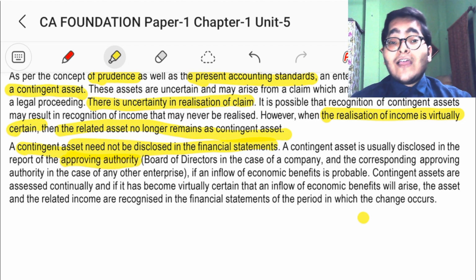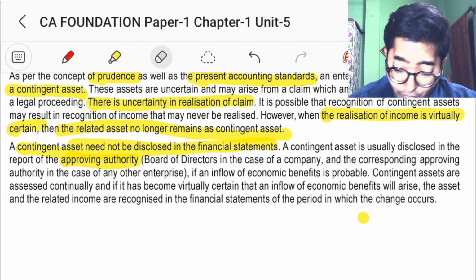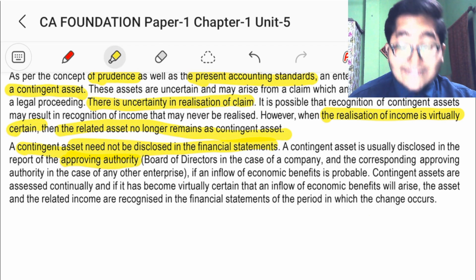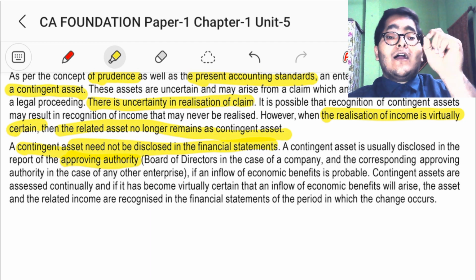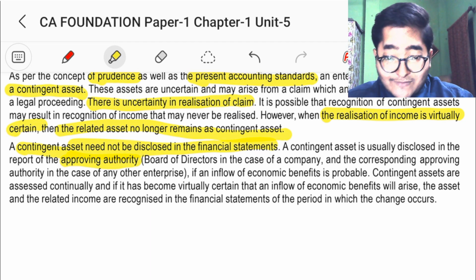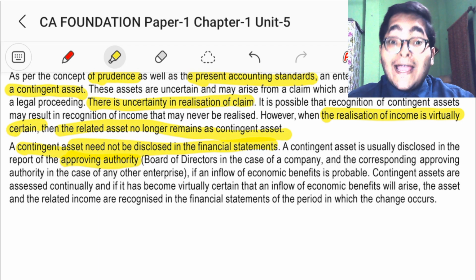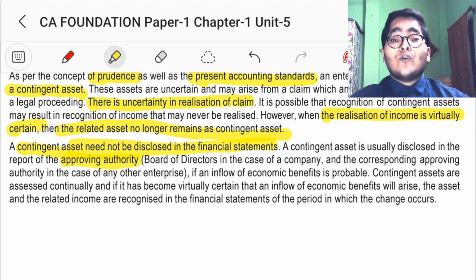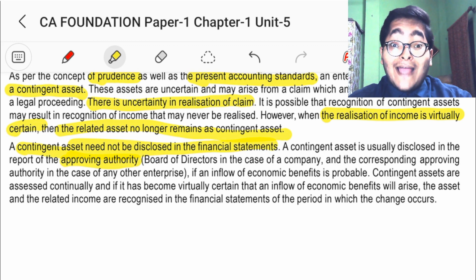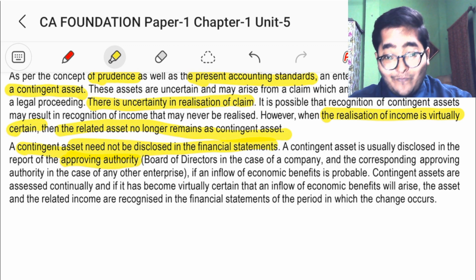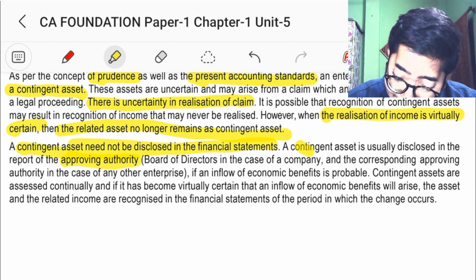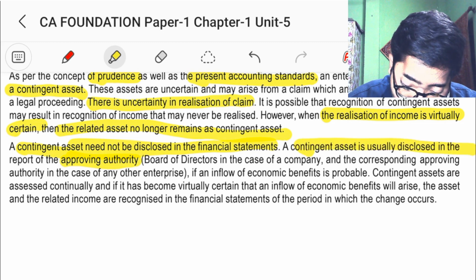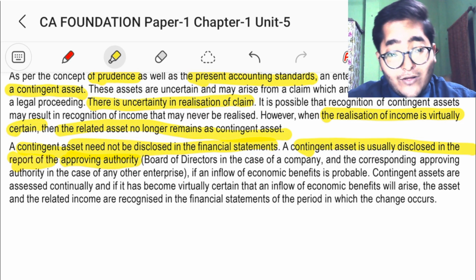एक approving authority कौन है? Approving authority एक business के लिए वो authority है जो उस business को control करता है या फिर look over करता है. For a company, it is the board of directors. For a partnership firm, it might be the partners. For a sole proprietorship business, it might be the proprietor himself, who is the approving authority. And that is why a contingent asset is usually disclosed in the report of approving authority.